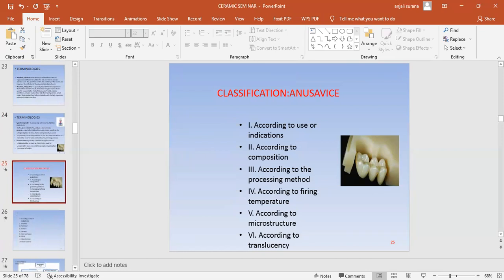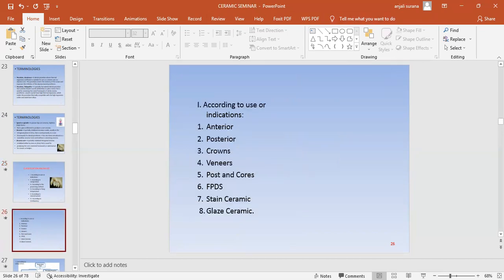Then what we have is classification. According to the use or indications, according to composition, according to the processing method, according to firing temperature, according to the microstructure, according to the technology. So first is according to the indications. It is basically based on where and how we are using ceramics. So first, if you're using it in anteriors or posteriors, as a crown or as veneers, for post and cores, or for FPDs, or for stained ceramic or for glazed ceramic.